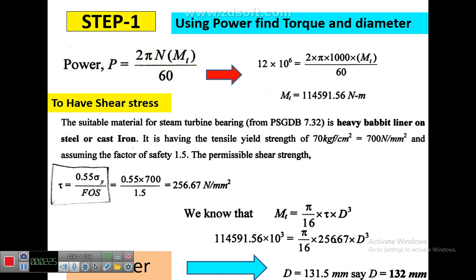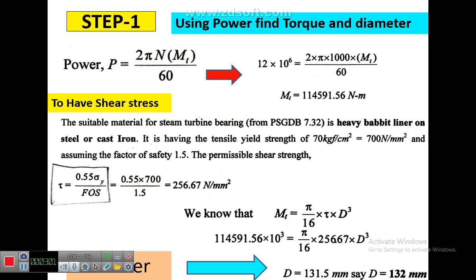Coming to the calculation for finding the diameter, we use some data from page number 7.32. Here we consider a heavy babbit liner on steel or cast iron, and the steel has a yield strength of 70 kgf per centimeter squared, that is 700 Newton per millimeter squared, assuming a factor of safety of 1.5. We know the permissible shear strength formula as tau equal to 0.55 sigma y by factor of safety. Doing the calculation, we find the value as 256.67 Newton per millimeter squared.